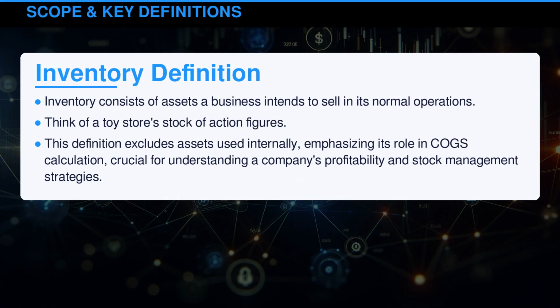Inventory consists of assets a business intends to sell in its normal operations. Think of a toy store's stock of action figures. This definition excludes assets used internally, emphasizing its role in COGS calculation, crucial for understanding a company's profitability and stock management strategies.